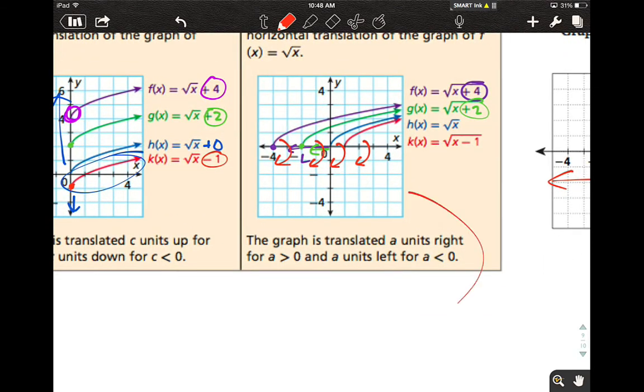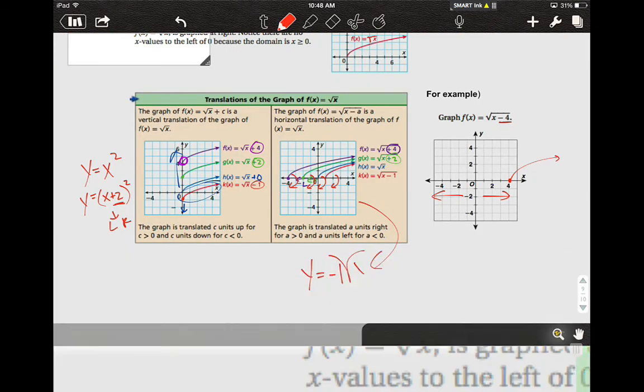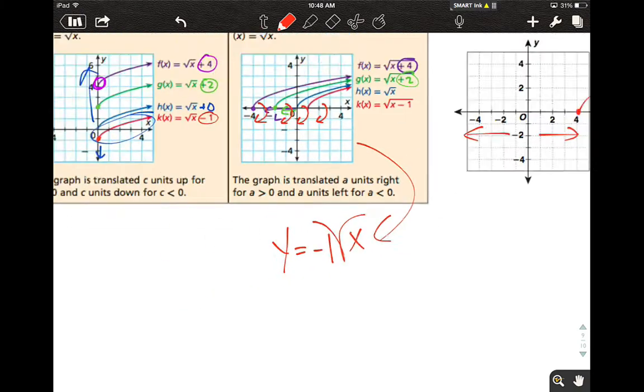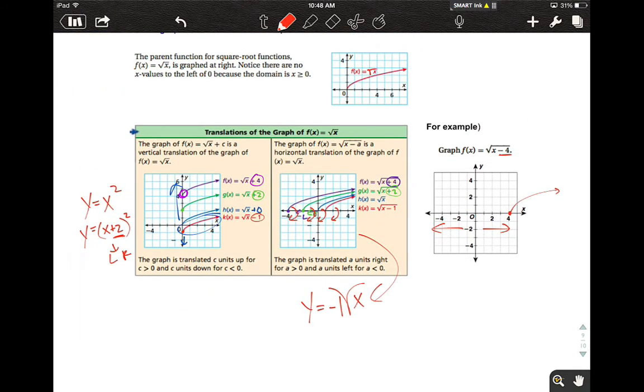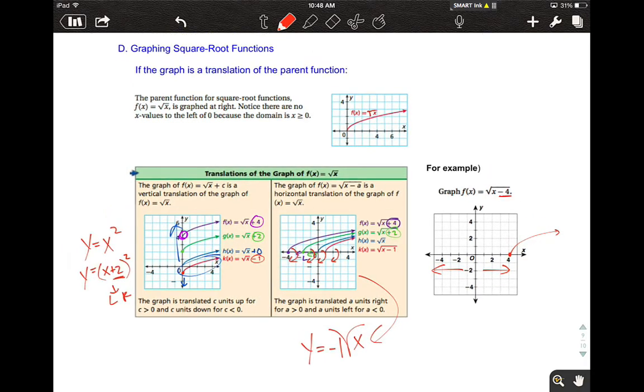Well, hopefully, we're thinking about what we did last unit. Wouldn't that be y equals -1 times the square root of x? Okay, wouldn't that flip it the opposite direction? There's a lot of really cool connections. Feel free to go back into the video and write things down if you need to write things down again.